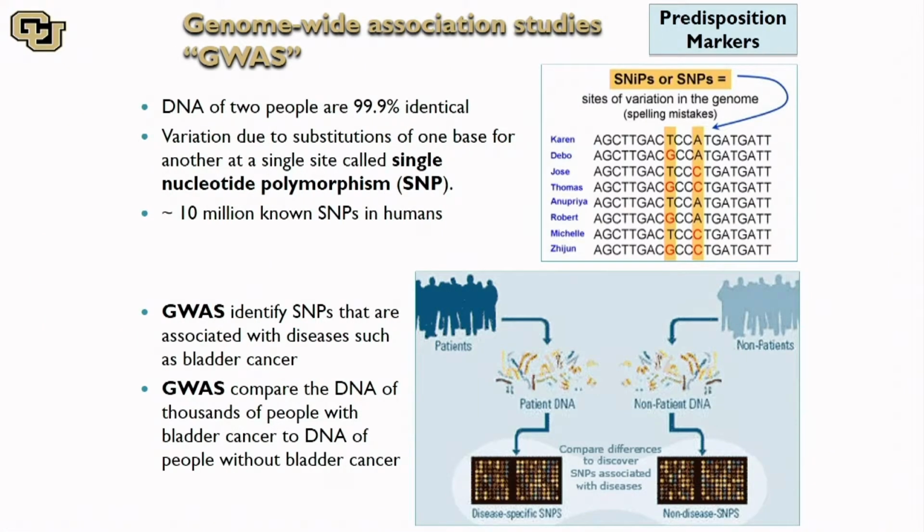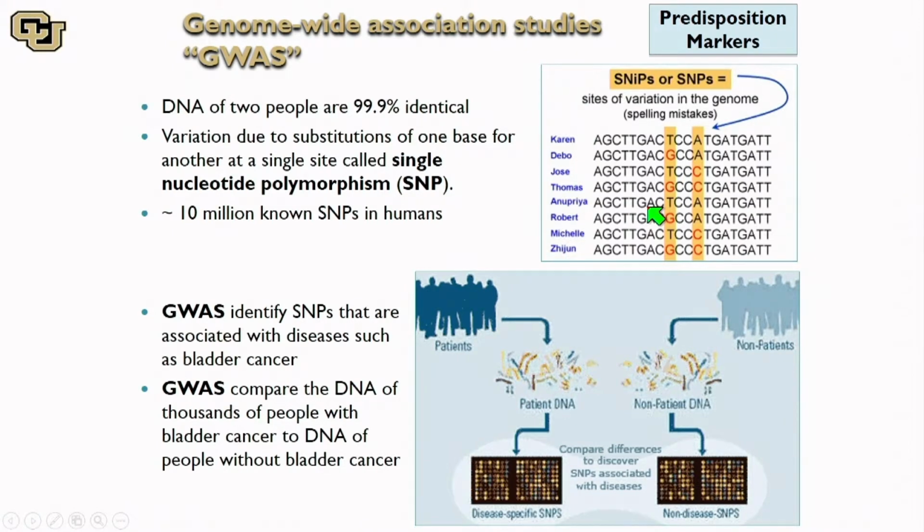The SNP, the single nucleotide polymorphism, is really at the core of GWAS studies, which some of you may have heard of, genome-wide association studies. Basically, as shown in this cartoon, people are different; they have different SNPs. And these are just a hypothetical example.